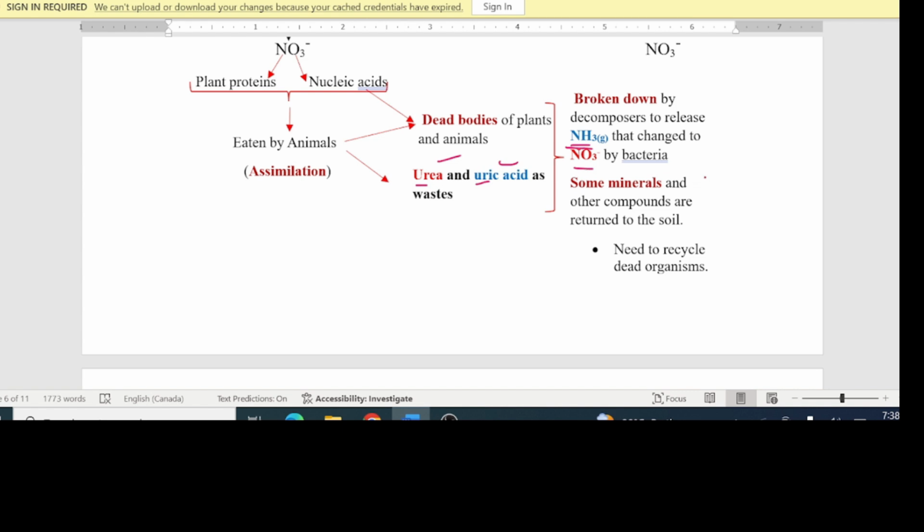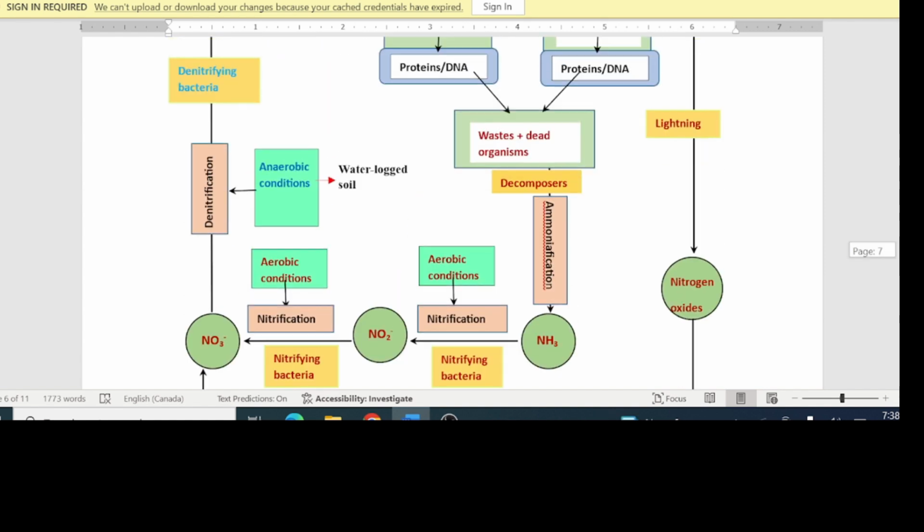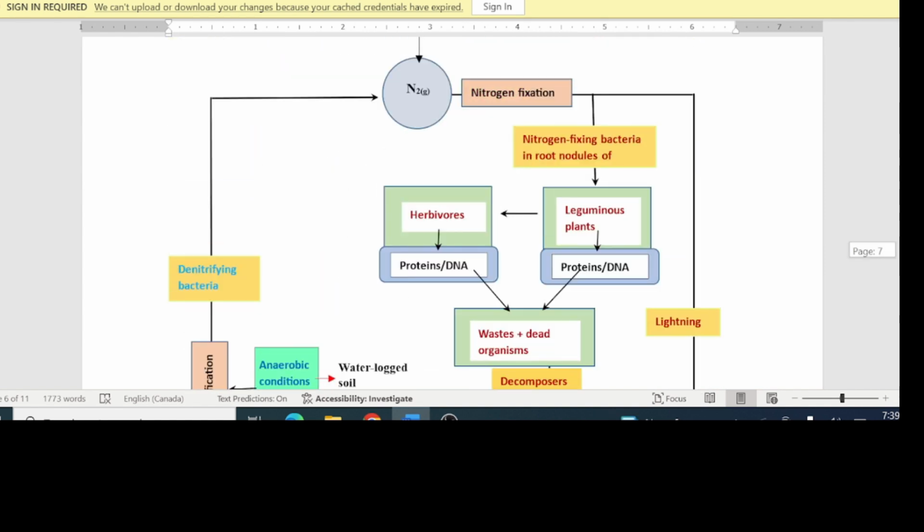It's also useful to know that during these decomposition processes, some minerals and other compounds are produced. Some will enter the soil, and some gases, so the sulfur dioxide and other smelly gases, will enter the atmosphere. But we are now interested in nitrate ion here. So, of course, this nitrate ion will enter the soil, and again, they'll be absorbed by plants to make their proteins and nucleic acid. The nitrogen cycle, as exemplified by these different steps here.